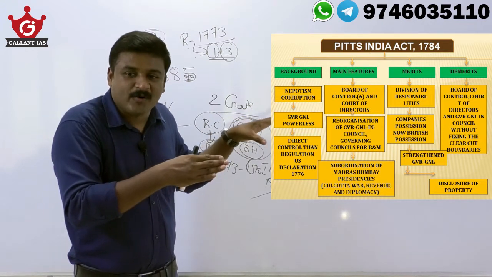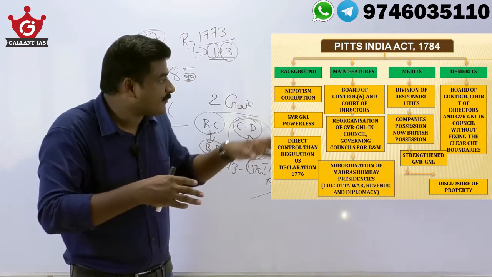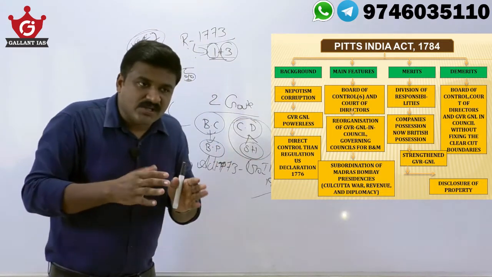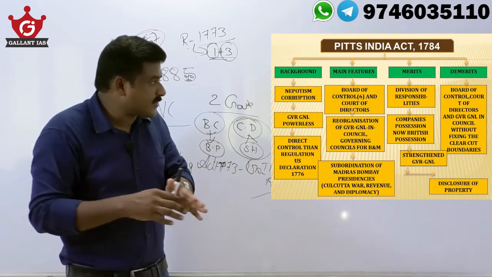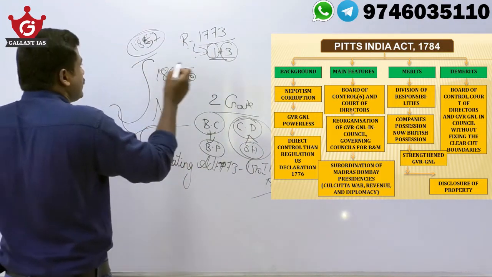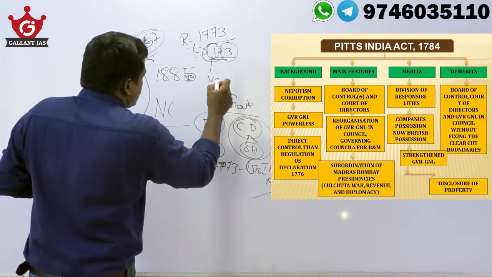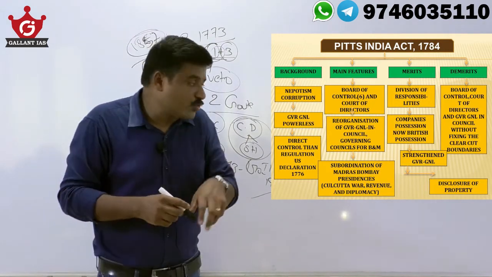Basically, to address the loopholes of the Regulating Act 1773, this was passed, but it was also a failure. Some merits are the division of responsibilities, the Board of Control, the Court of Directors, and Governor Generals. Also, the Governor General is given a veto power, which is an advantage, so he is powerful in his council.